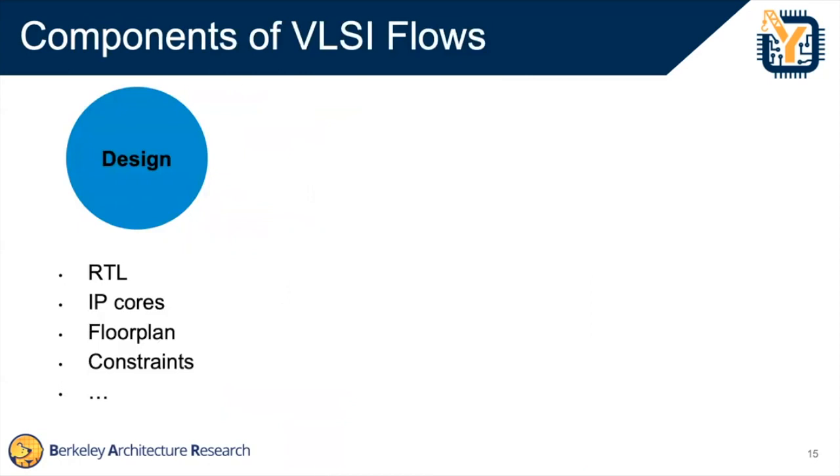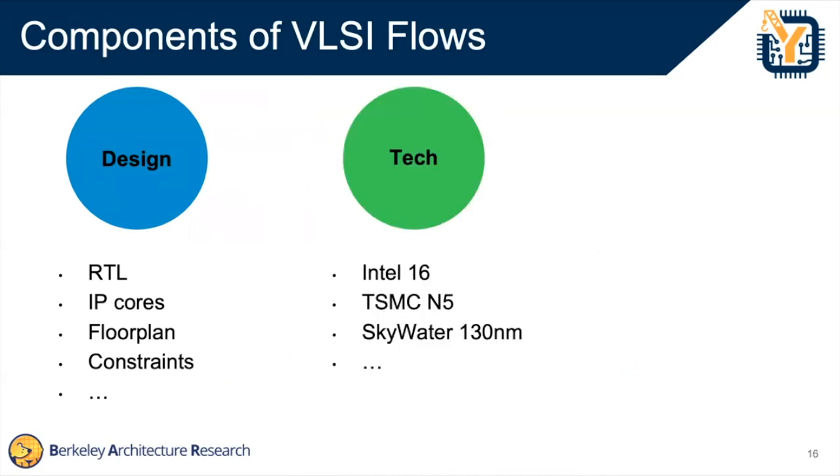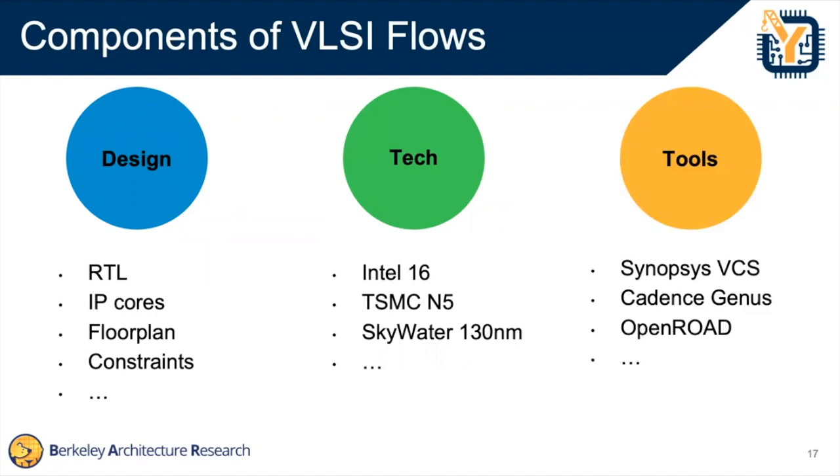So what are the components of these VLSI flows? We start off from the design aspect. Here we have the RTL, the hard IP cores you have in your design, the floorplan that is specific to your design, and all kinds of timing constraints and power constraints that are also specific to the design. Then you have the technology. This can be Intel 16, TSMC 5, Sky130, many of these. And finally, you have the tools. So for a given technology and a given design, how do you invoke the tools? This can be simulation with VCS, or synthesis with Genus, or running a PNR flow with OpenROAD.